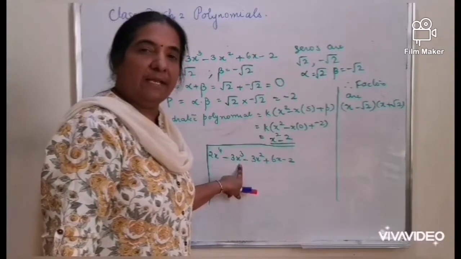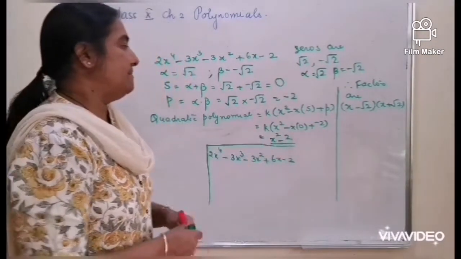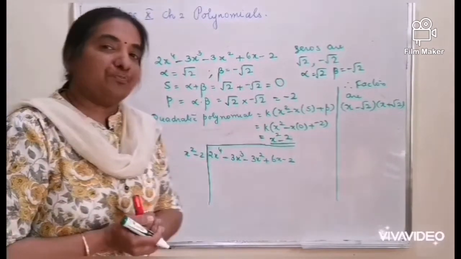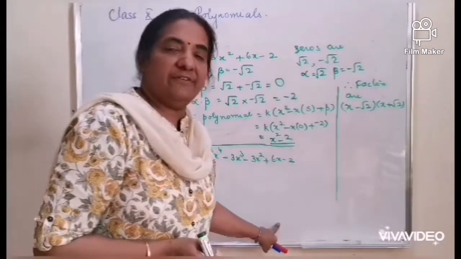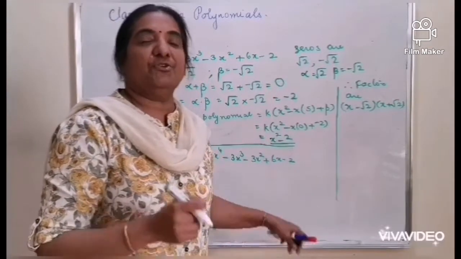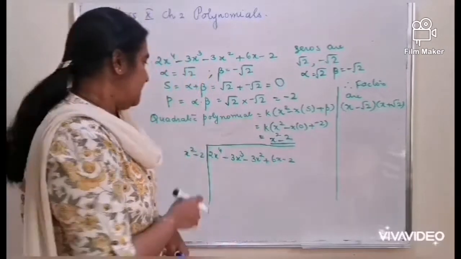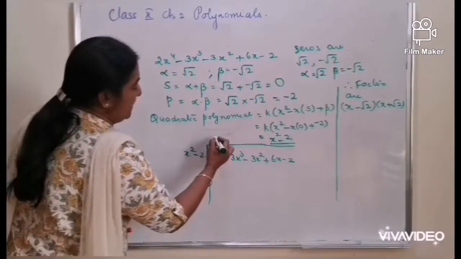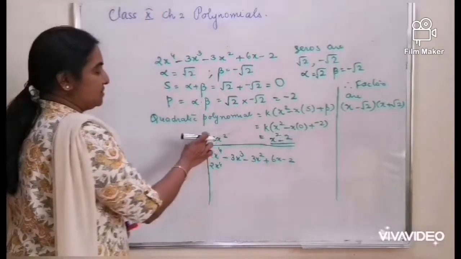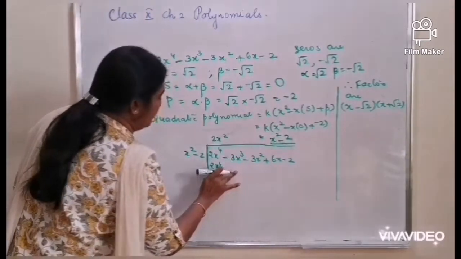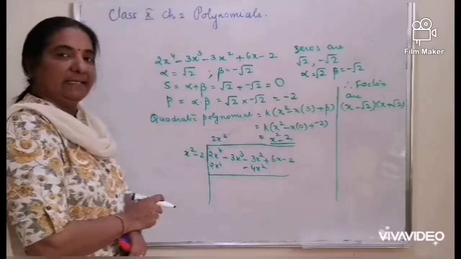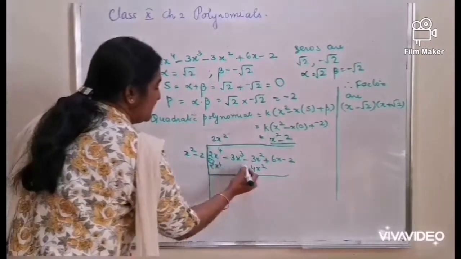The given polynomial is exactly divisible by x square minus 2, which proves that the remainder of the division should be 0, or else you may have to check the calculation once again. 2x raised to 4 by x square is 2x square. 2x raised to 4 minus 2 into 2x square is minus 4x square. Arrange under the like terms. Change the sign.